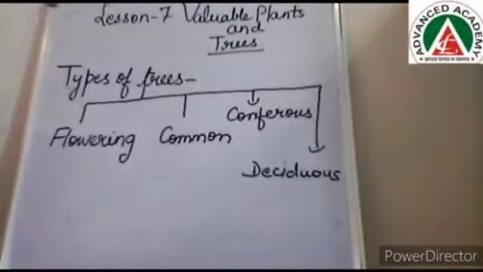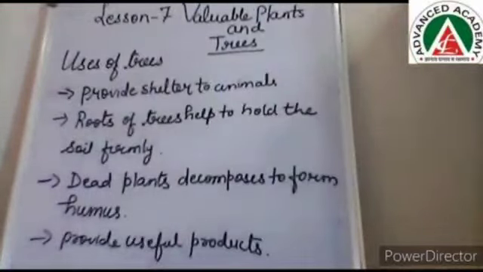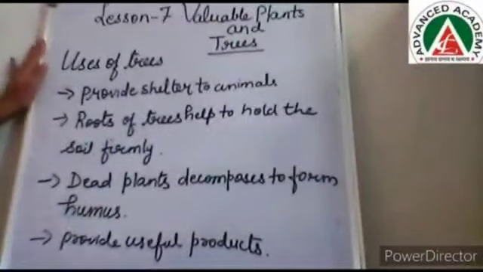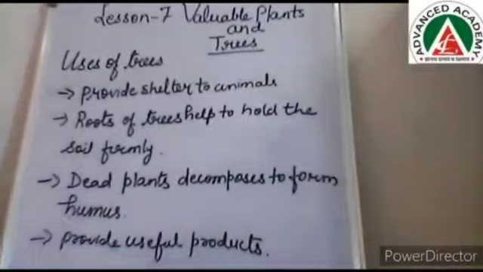And now let us understand how trees are useful to us. So children, now we are going to understand about uses of trees. As you all know, trees are useful to us in many ways. They provide shelter to animals, birds and insects. We get oxygen from plants. Apart from this, many people use trees as their home.